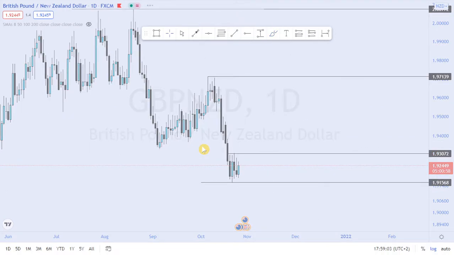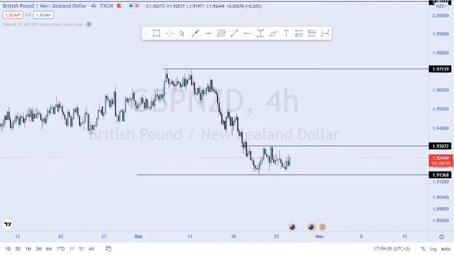So if we scale into our 4 hour time frame, we most likely will see that price is basically ranging, right?